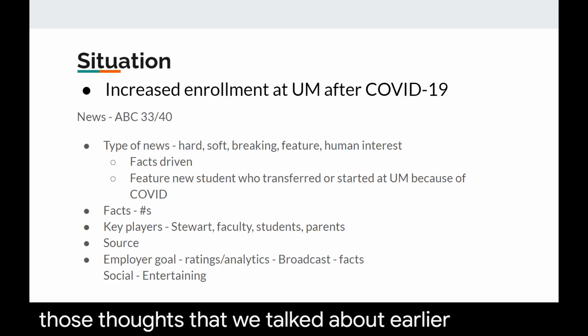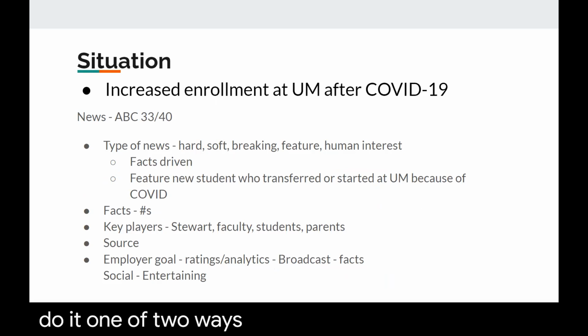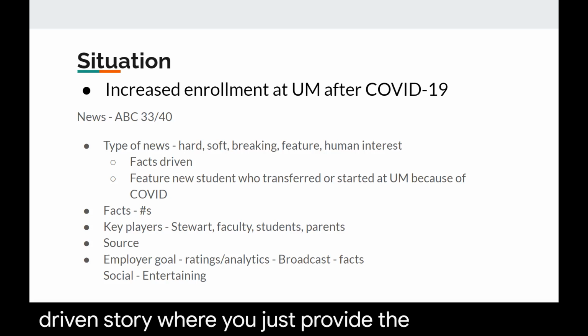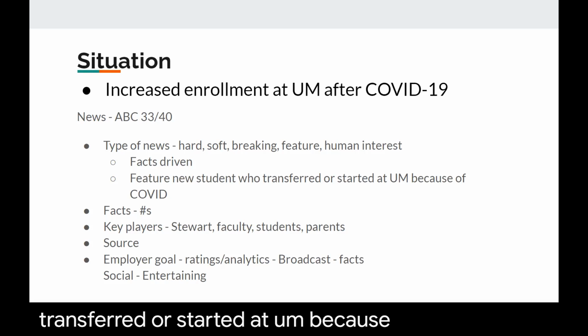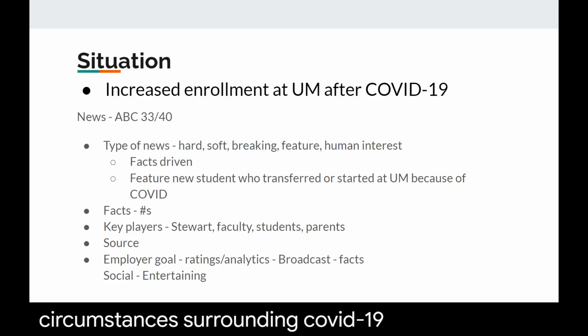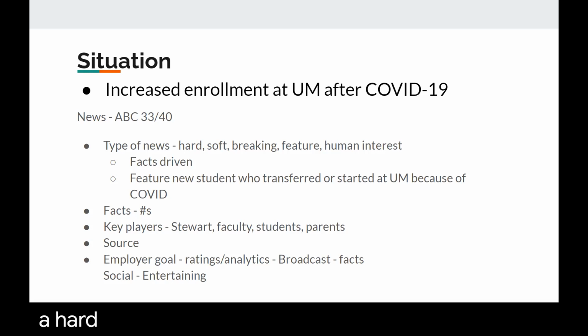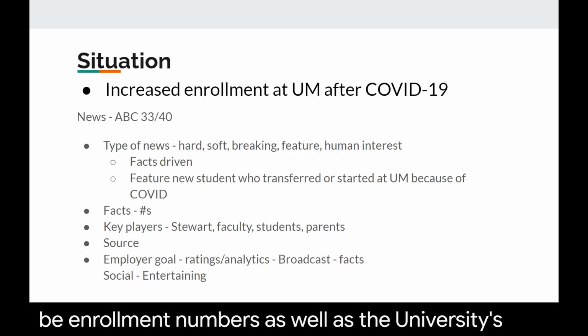For a story like this, you could do it one of two ways. You could do a very facts-driven story where you just provide the enrollment information, or you could feature new students who transferred or started at UM because of circumstances surrounding COVID. So it could be either a hard or soft news story. The facts are likely going to be enrollment numbers as well as the university's safety plan.